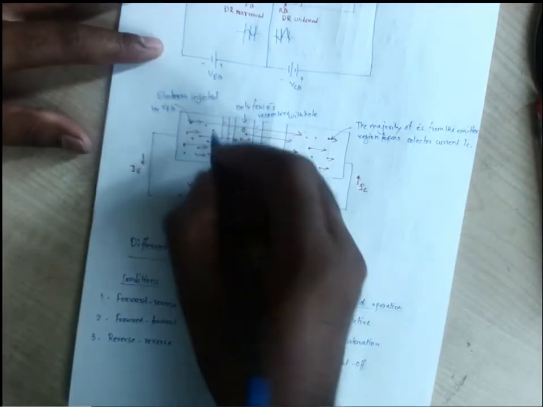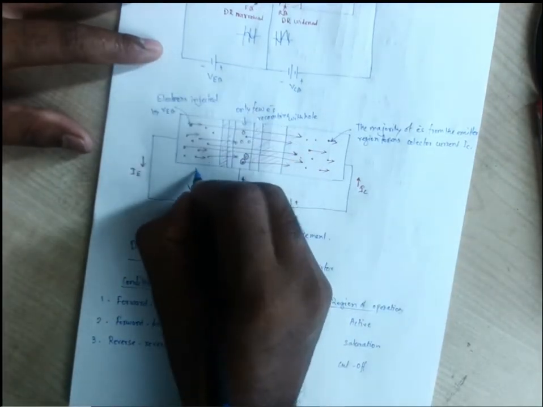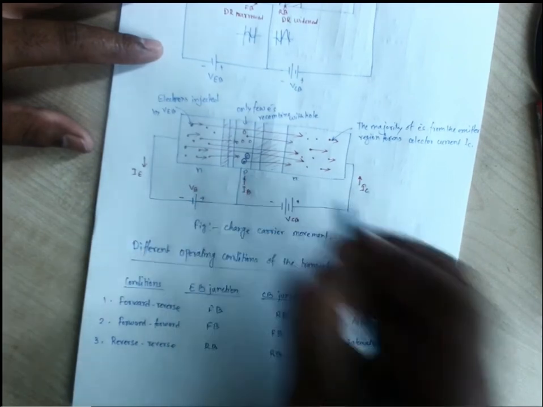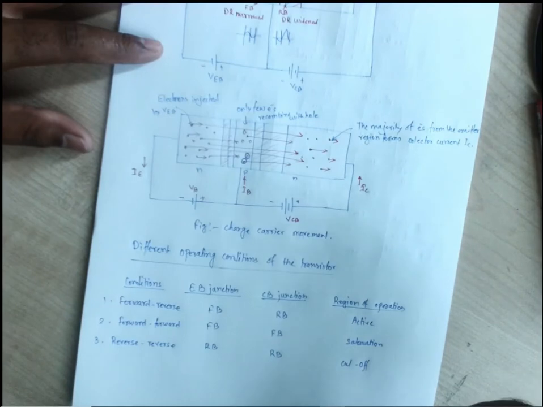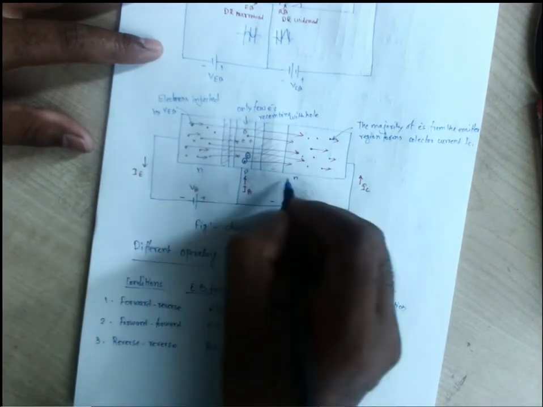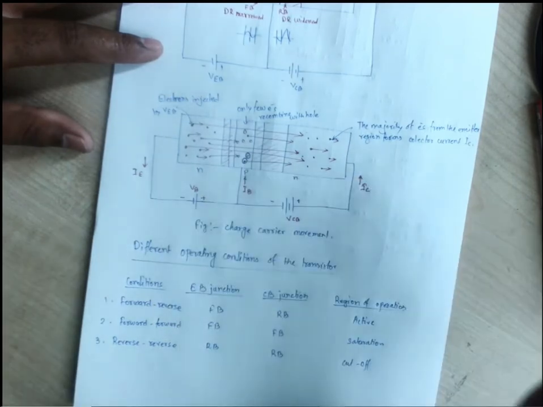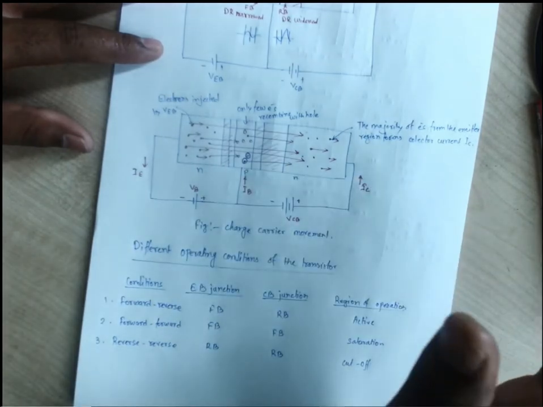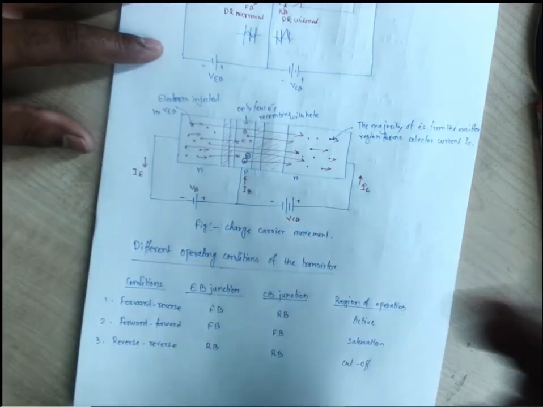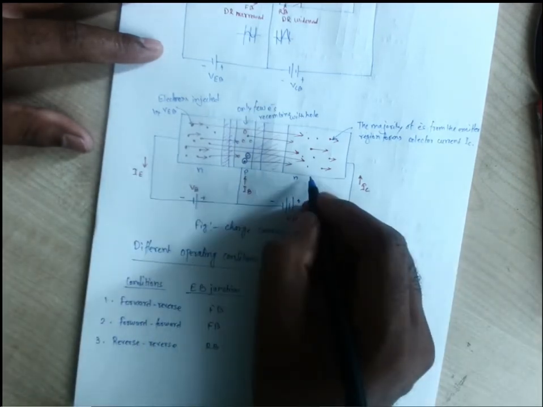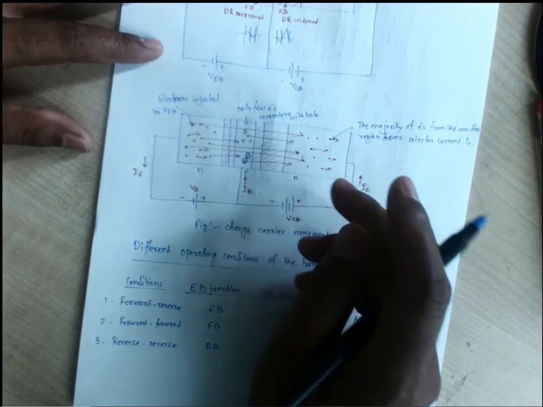So here we'll find this is N, this is P, this is N. So we'll find an NP junction, and another PN junction is connected back to back. According to the concept, two junctions are connected back to back, one an NP junction and the other a PN junction, to have our transistor operation.